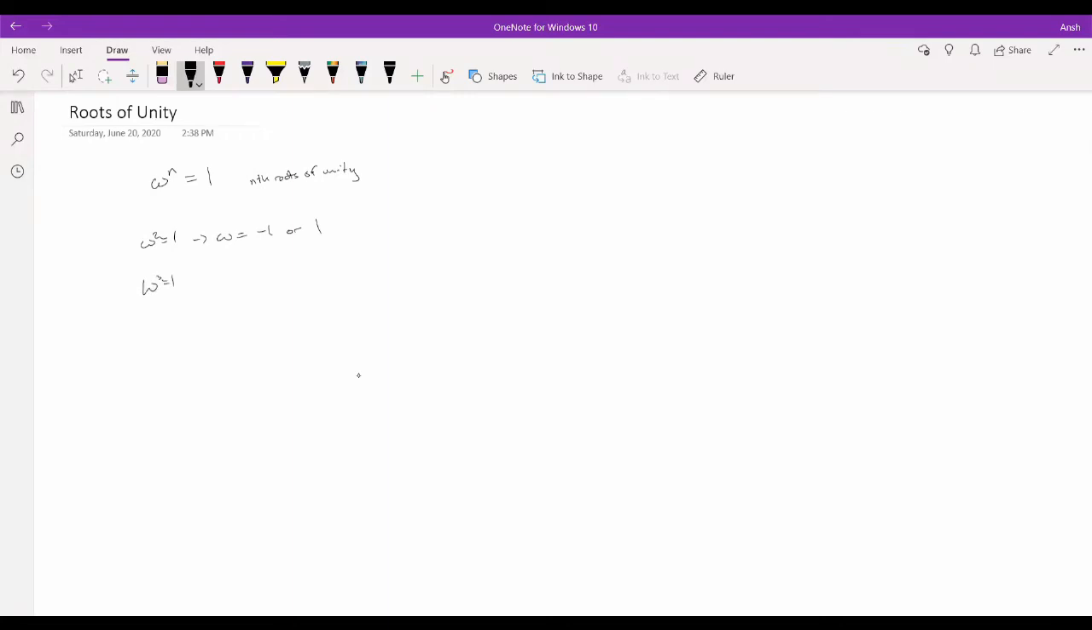So to find roots of unity, we want a complex number in the form of e to the theta i, all raised to n. Using our knowledge of powers, this simplifies into e to the n times theta times i, and we want this to be equal to 1. This will only be equal to 1 if n times theta is a multiple of 2 pi, since e to the 2 pi i is equal to 1, and the cis of any multiple of 2 pi is 1.